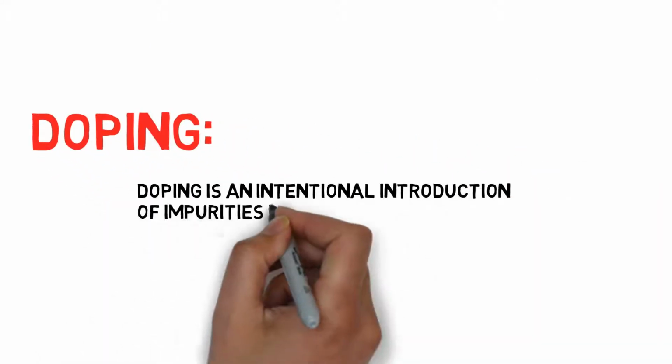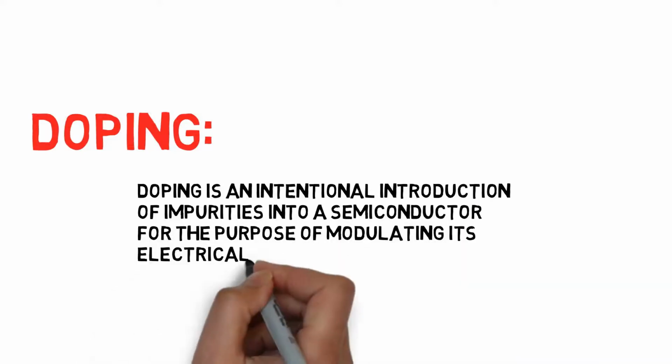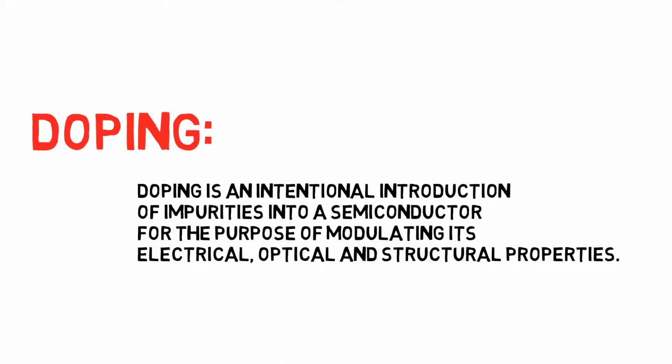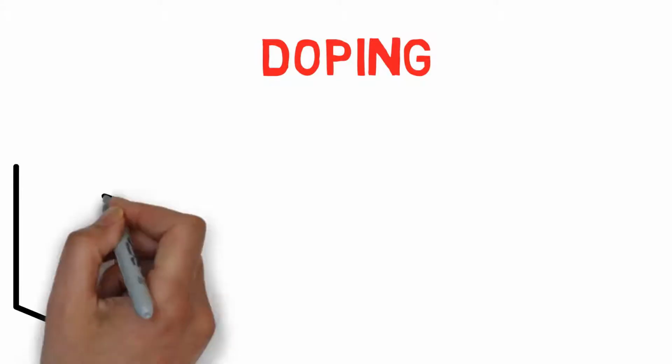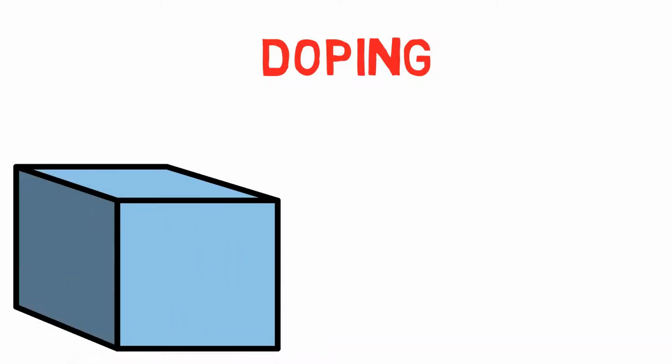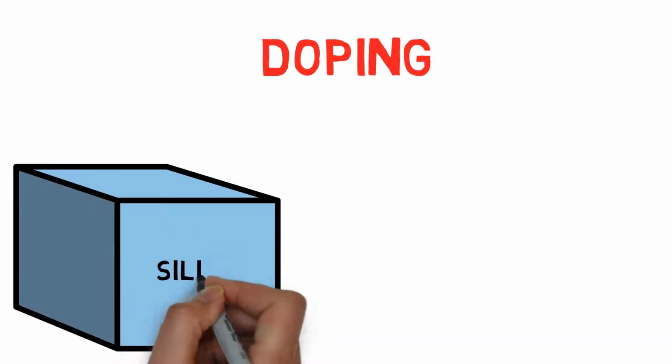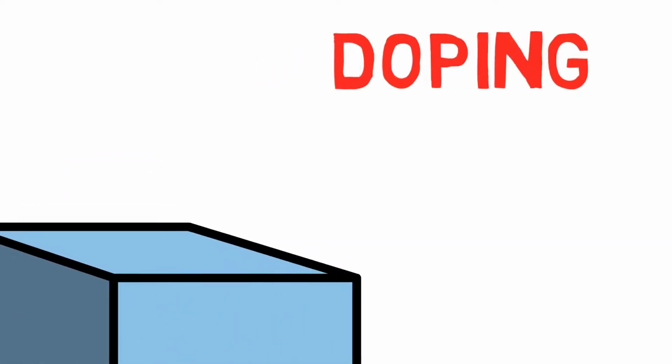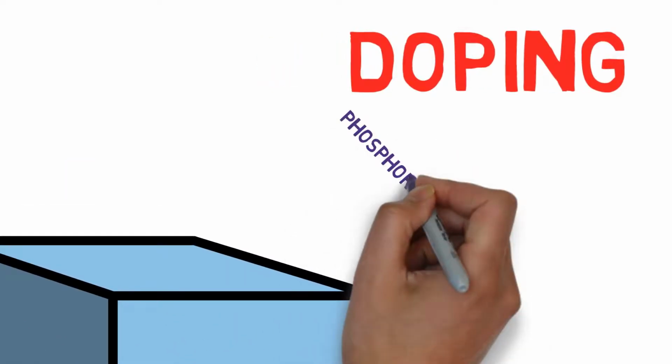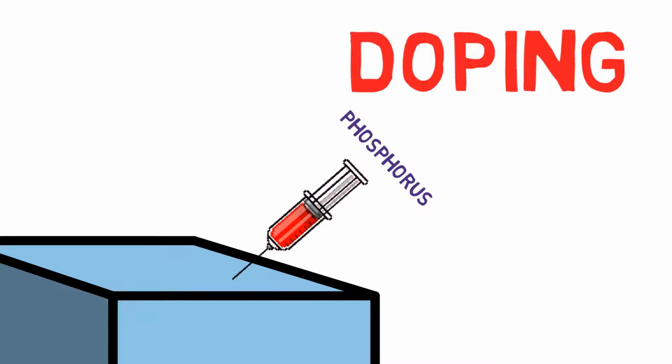Doping is an intentional introduction of impurities into a semiconductor for the purpose of modulating its electrical, optical and structural properties. Now the phosphorus is doped into the silicon. It's done by various complex processes, but I had shown it in an easy way.